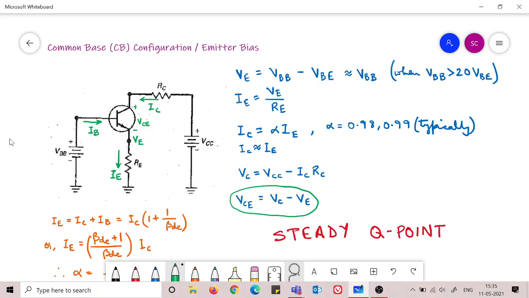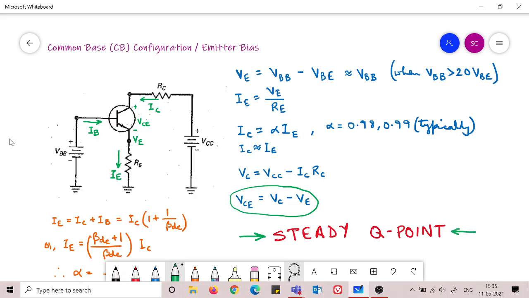So VCE voltage is always measured in this manner, VC minus VE, for practical purposes. Obviously for calculation you can do anything, but for practical purposes it is measured in this manner. Anyway, so we have revealed all the different variables of this particular configuration. Now what is important to note in this configuration is that we have a steady Q point.